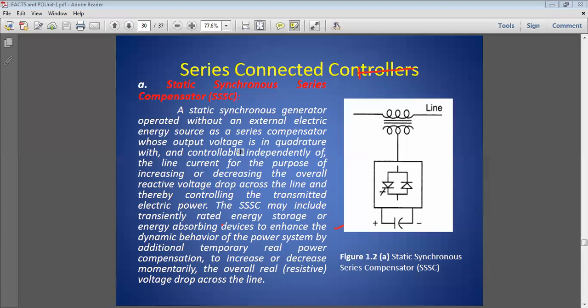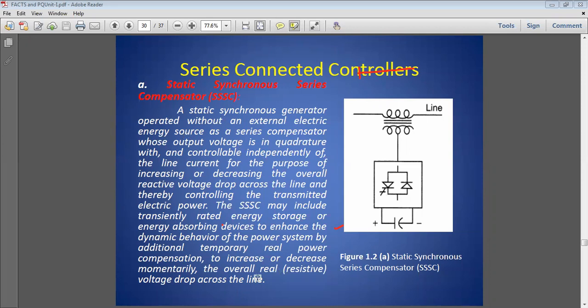A static synchronous generator operated without an external electric energy source, or a series compensator whose output voltage is in quadrature with and controlled independently of the line current, for the purpose of increasing or decreasing the overall reactive voltage drop across the line and thereby controlling the transmitted electrical power.